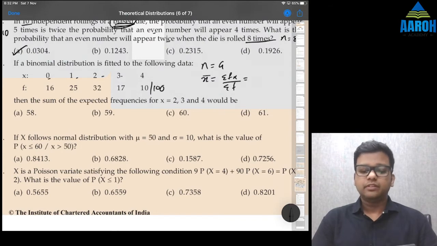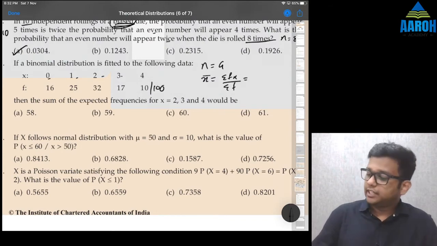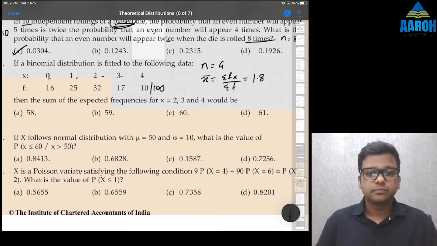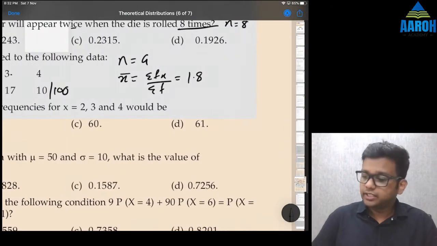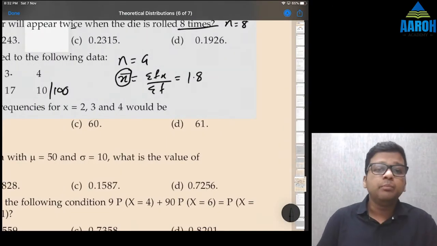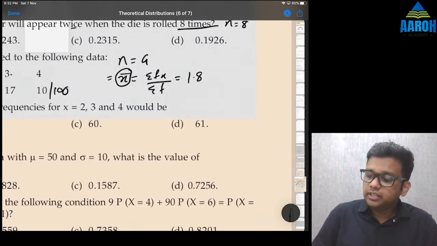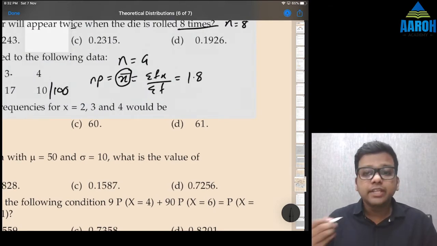1 into 25. Try to calculate x bar. Check whether it is 1.8. Then if we want to fit a binomial distribution, for binomial distribution the mean is NP, right? So from this we can find the estimated value of P hat.